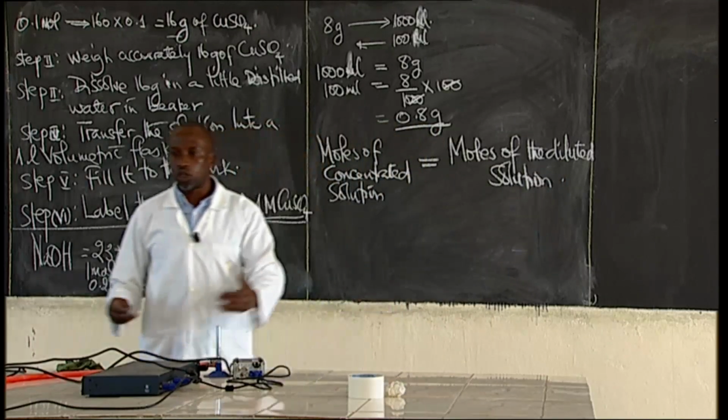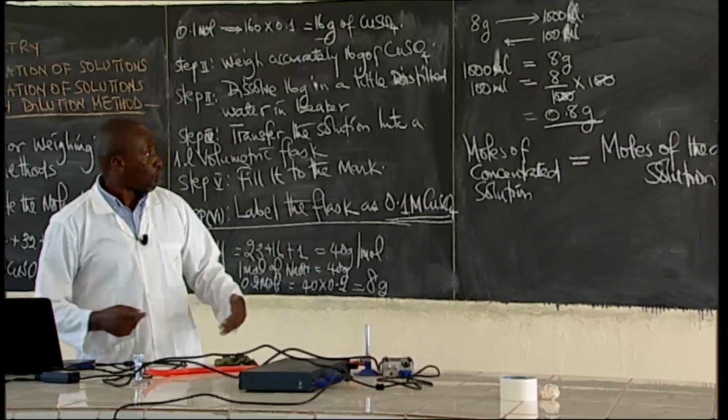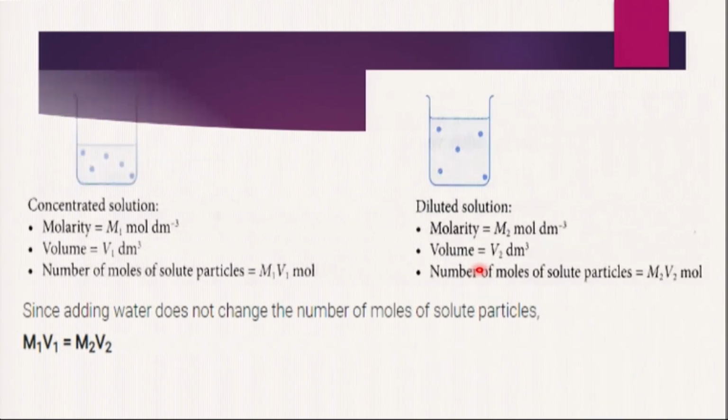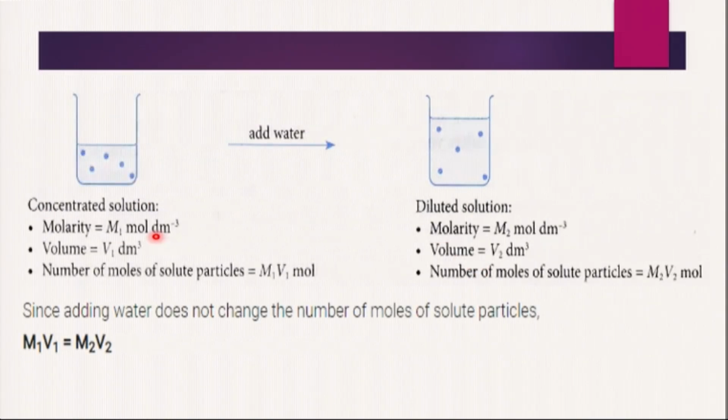The moles of the concentrated solution is equal to the moles of the diluted solution. And in most cases, this is what we use. So we have a concentrated solution, and then you add water. But we need to know how much water has been added so that we know the volume. That will help us. Meaning, the moles of the concentrated solution, moles is equal to molarity times volume. So in most cases, we use M1 V1.